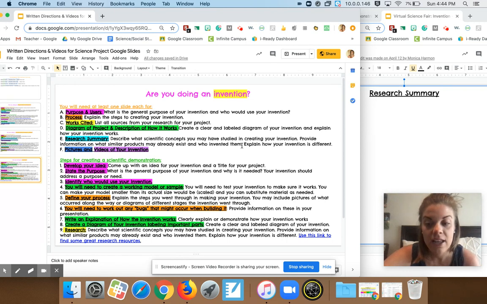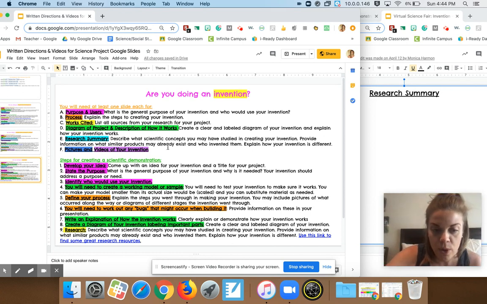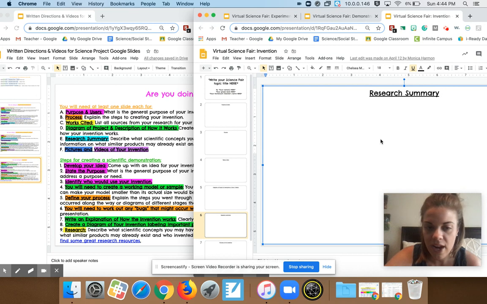If you did not, you might have to spend some time today researching so you can do this research summary slide. If you don't get this done today, it's no big deal. You might have to go back to your research and do more research in order to answer this question. So think about what products may already exist and who invented them, and if they tie into any sort of scientific concept. All right, and then that should be all the directions you have for today.